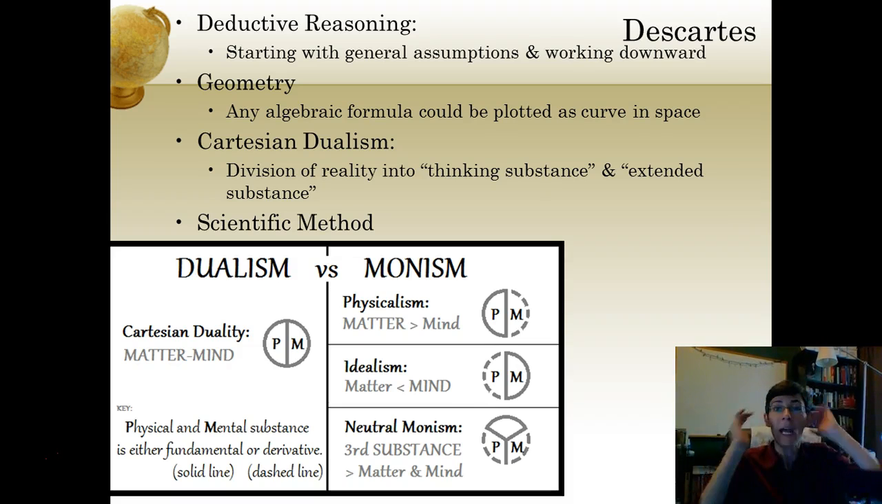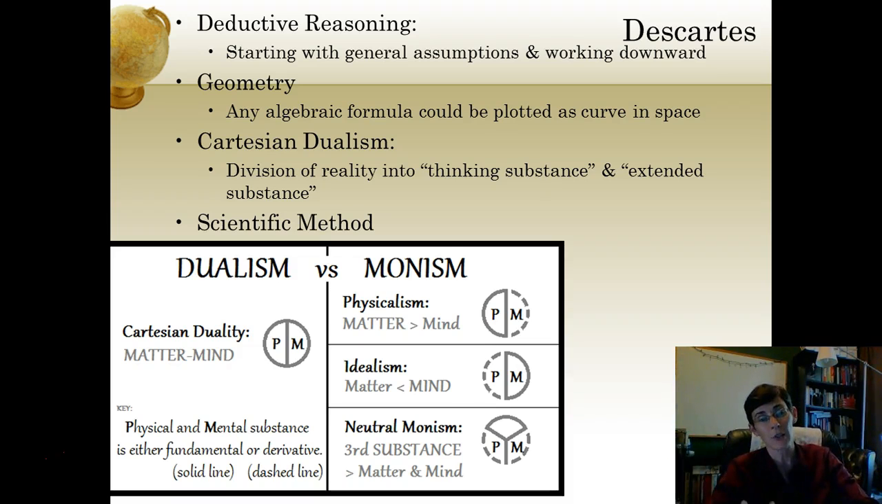Okay, so let's look at Descartes. Now, Descartes looked at deductive reasoning, okay? He started with general assumptions and then worked downward. He also came up with geometry. So for those of you who are currently in geometry, you can blame Descartes. Rene Descartes, that's the guy. You can blame him, curse him, whatever you want.